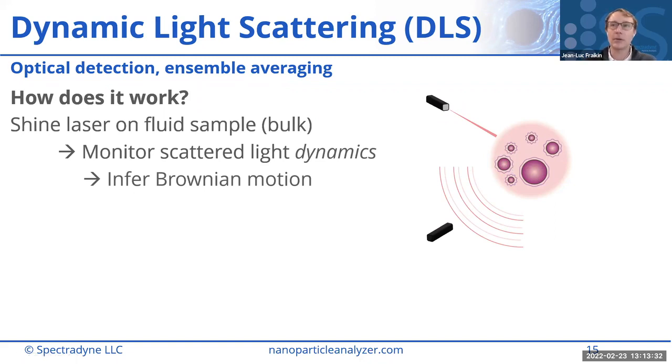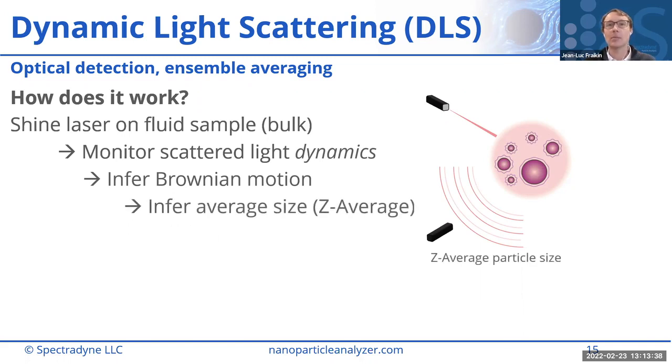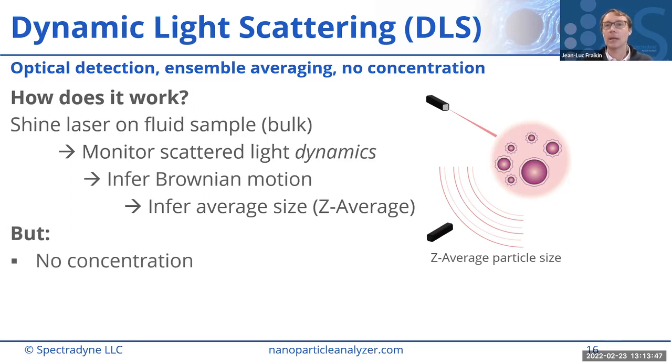Remember, the signal is coming from all the particles at once. And so this is really like an average measurement. So from this Brownian motion information, we can infer the average scattering size, essentially, of particles in the sample. However, you'll note one thing: first of all, we're not counting any particles, right? And the intensity of the light that's coming off here is not telling us about the number of particles in the sample. So DLS doesn't deliver any concentration information, actually, right? So we're already missing the dose component of this.